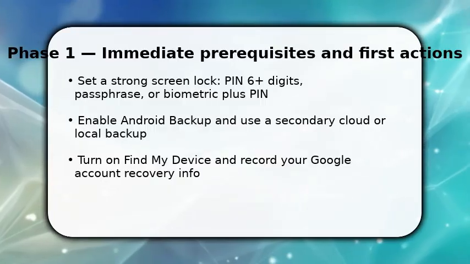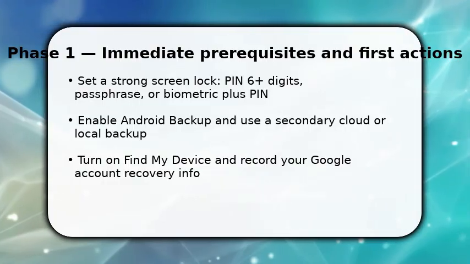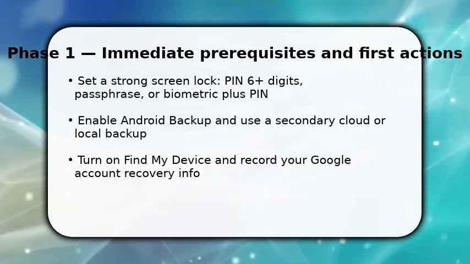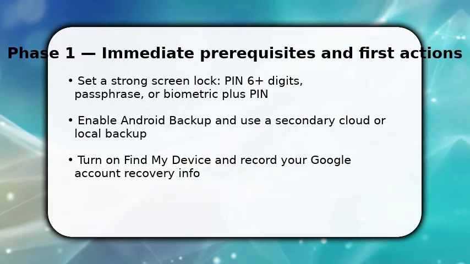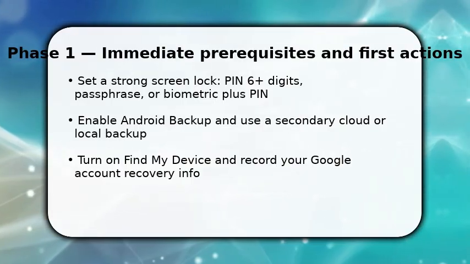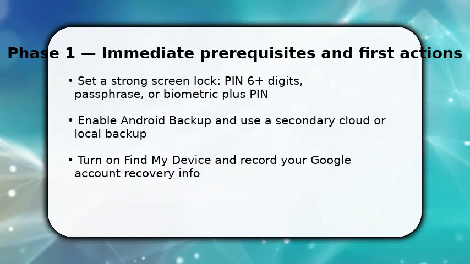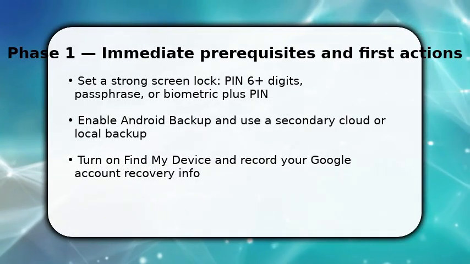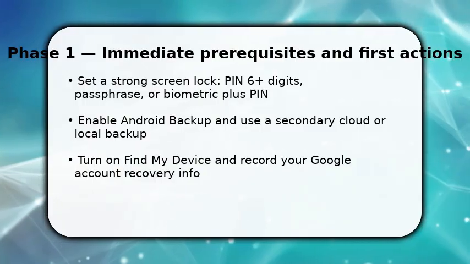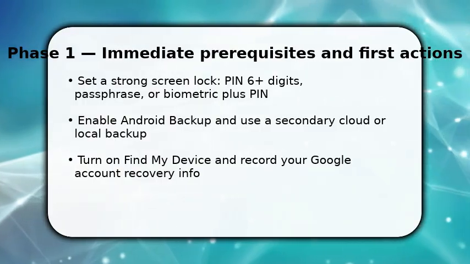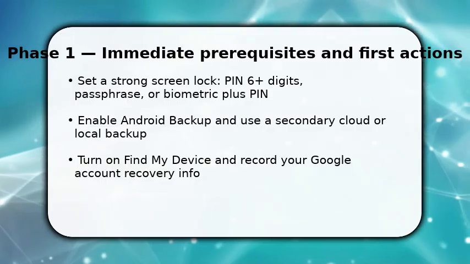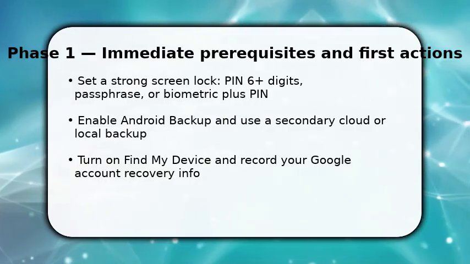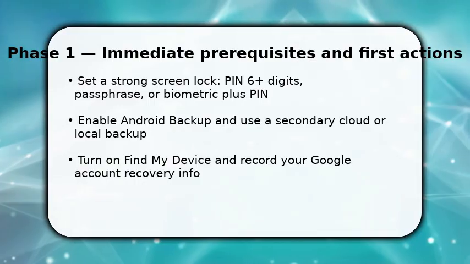You begin by locking down access. Set a 6+ digit PIN or a long passphrase, and enable biometrics only after a PIN is set. Once done, turn on Android Backup and verify a recent backup to the cloud or to an external drive so you can restore quickly. Make sure Find My Device is active and your Google Recovery contact is current. This lets you locate, lock, or wipe if the phone is lost or stolen.